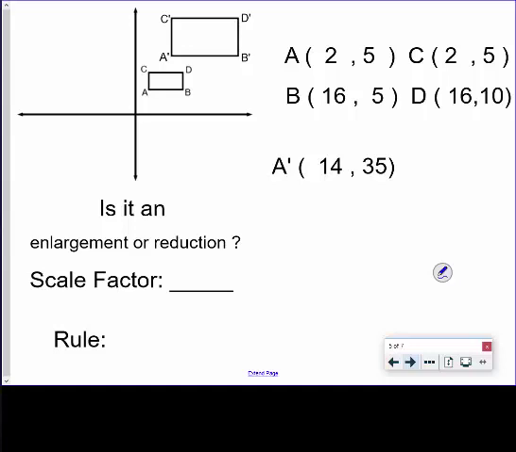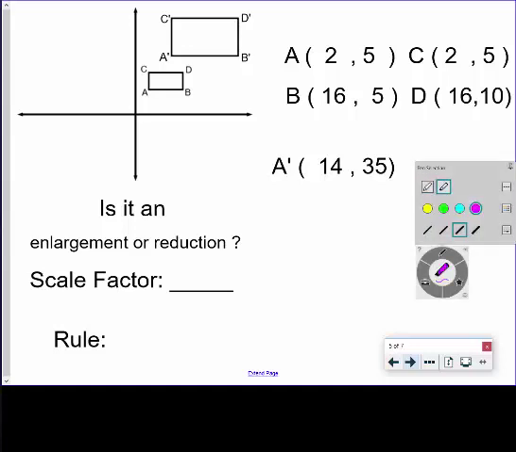Which one's my pre-image? The one on top or the one on bottom? Bottom is my pre-image. How do you know that this is the pre-image? Because there are no prime marks. Enlargement or reduction? Enlargement.